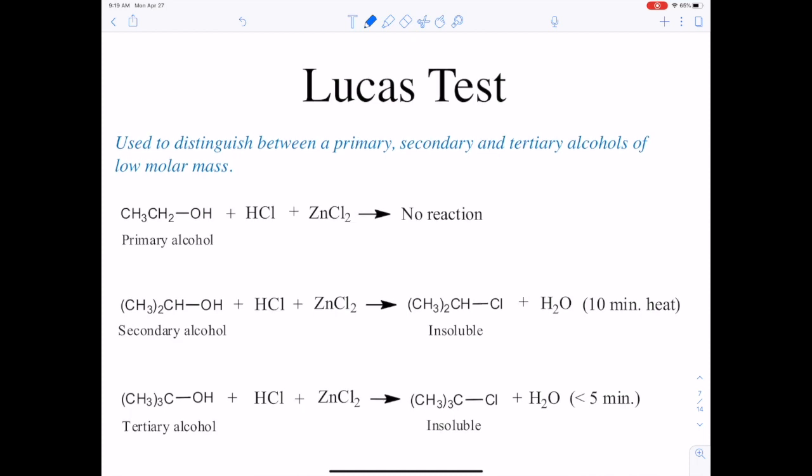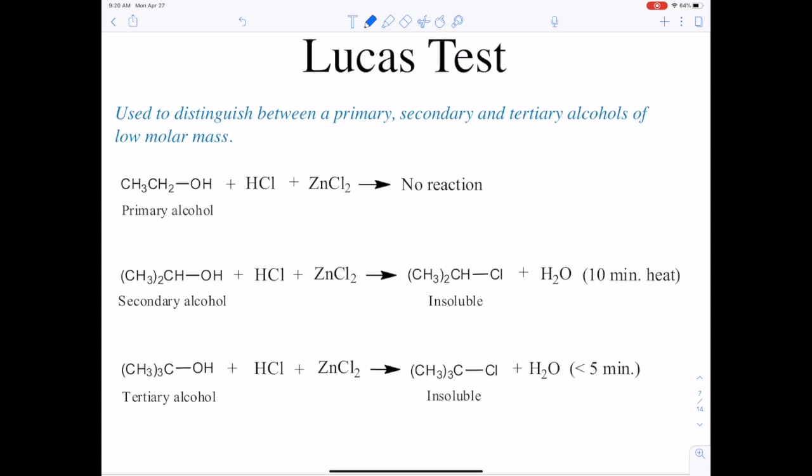And this is for distinguishing between primary, secondary, and tertiary alcohols of low molar mass. If you have a primary alcohol, you get no reaction. If you have a tertiary alcohol, you get a reaction that is relatively fast. The secondary alcohol is a reaction, but it is slower and may require heat, but you do get a reaction.